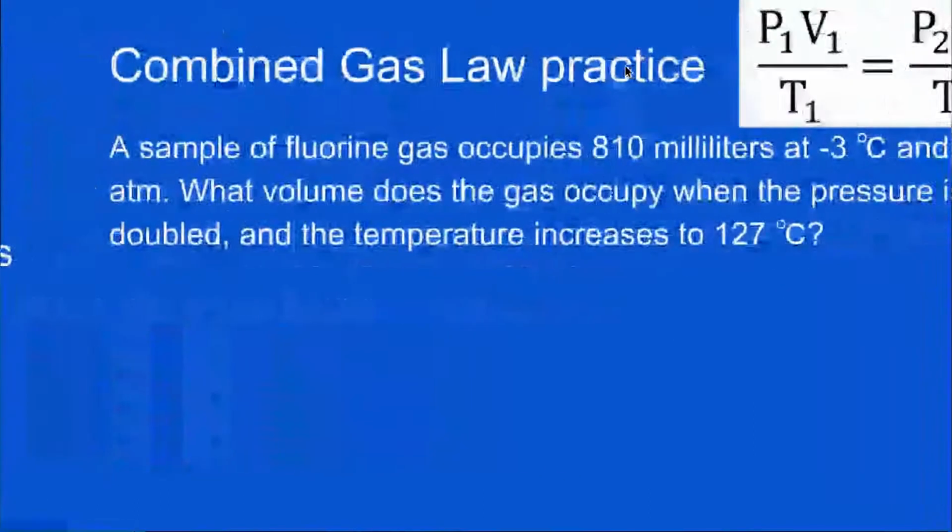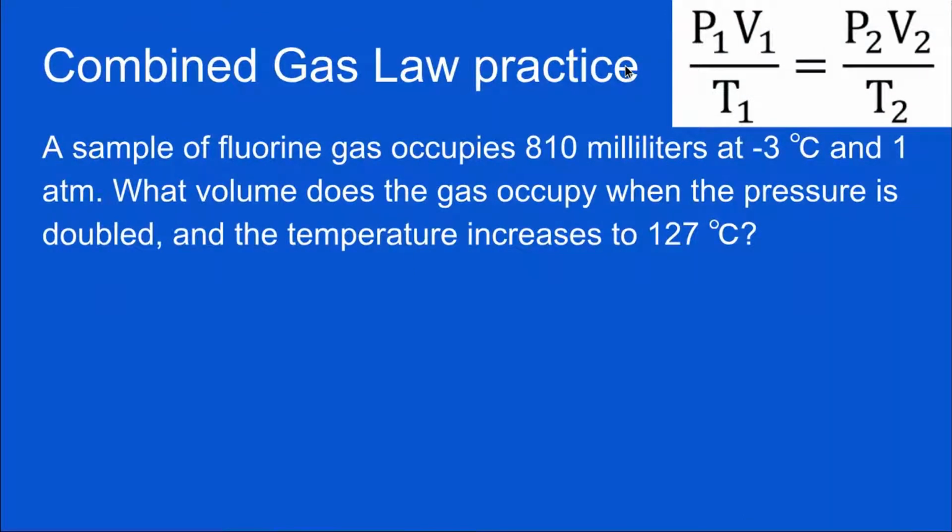So now, what a combined gas law problem might look like is something like this. A sample of fluorine gas occupies 810 milliliters at -3 degrees Celsius and 1 atmosphere of pressure. What volume does the gas occupy when the pressure is doubled and the temperature increases to 127 degrees Celsius? The trick with all these problems is knowing how to read the problem and get information from it. The first sentence tells me that I have 1 atmosphere of pressure, so I can say that's my P1, 1 atmosphere, and I have 810 milliliters to go with that, and -3 degrees Celsius is my temperature.